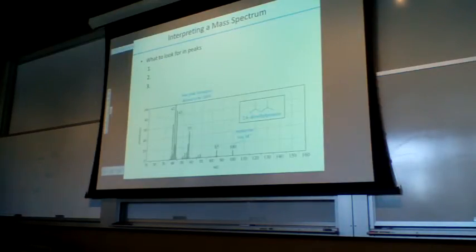But how do we interpret this? What are we looking for in the peaks? We're going to look for three things in particular. First off, your molecular ion.